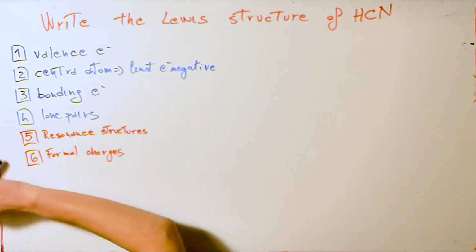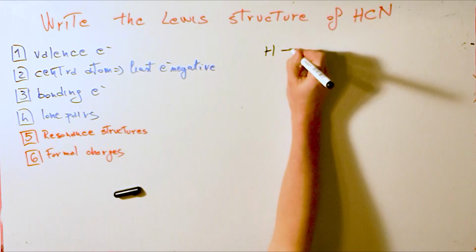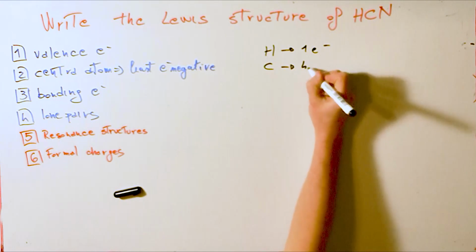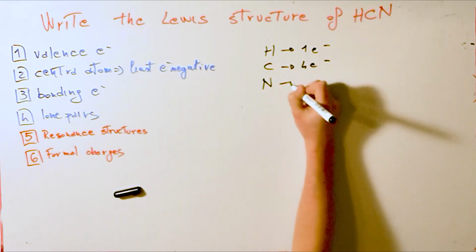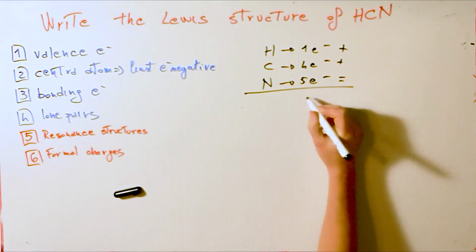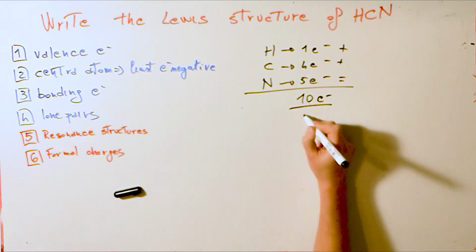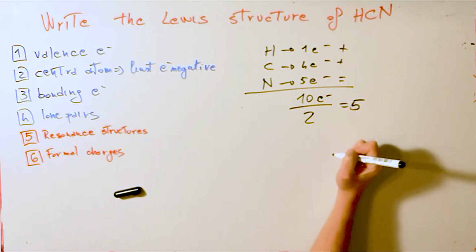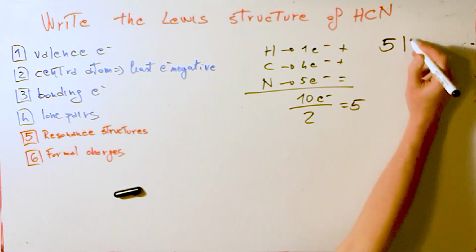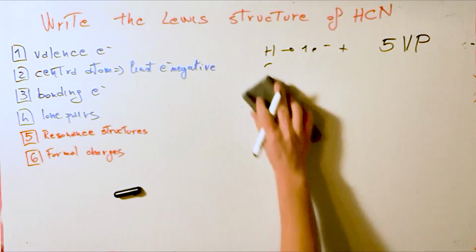So HCN, let's start from the valence electrons calculation. Okay, hydrogen has 1 valence electron, carbon has 4 valence electrons, and nitrogen has 5 valence electrons. Let's sum everything up, and we will have that the total is 10 electrons. Again, let's divide by 2, and we will have 5 pairs of valence electrons. So let's write here 5 valence pair. Let's write it with this abbreviation.